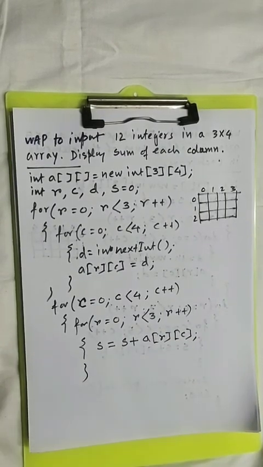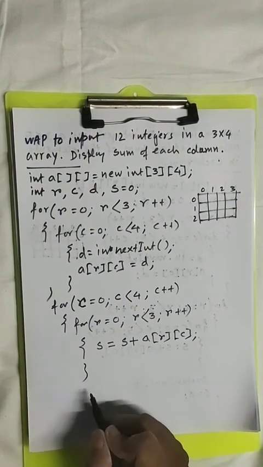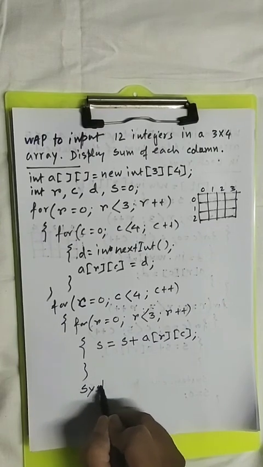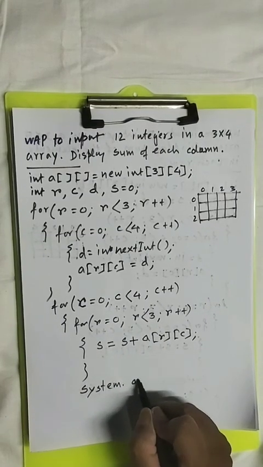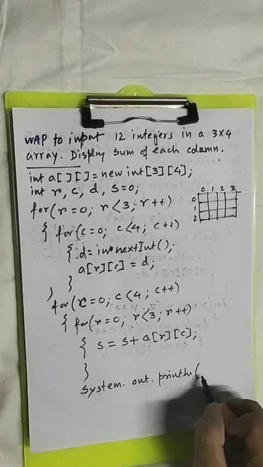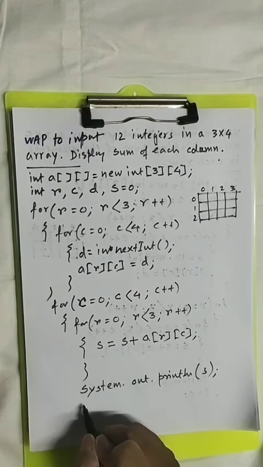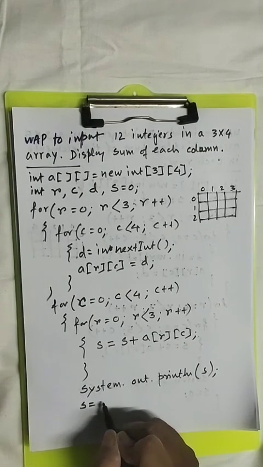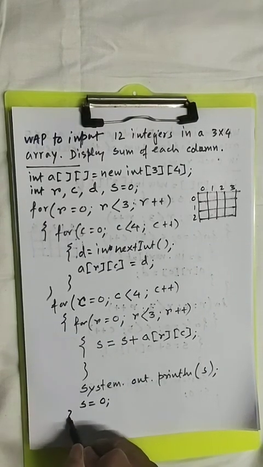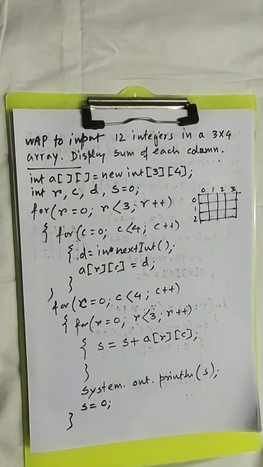So after finishing this second for loop, we have completed finding sum of one column. So we print it. Then as before we did in the previous program, here we initialize again sum, then we finish the first for loop. So here it is done. So in this program we have calculated sum of each column and printed.